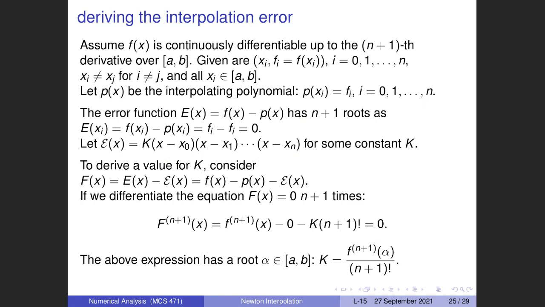Okay, so this is a dense slide, but we are looking for an expression of the error function. So the error function was defined as the difference between the original function and the interpolating function. What we observed in the picture is that that error function has as many roots as the interpolation points. So we have n plus 1 interpolation points. So here they are again. So that's why this slide is a little bit dense. It's self-contained. So the error function has n plus 1 roots.